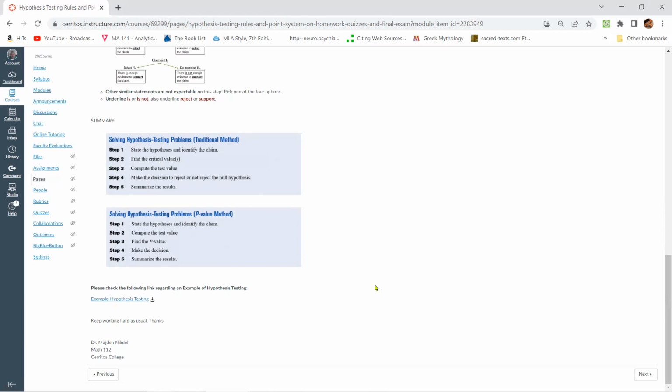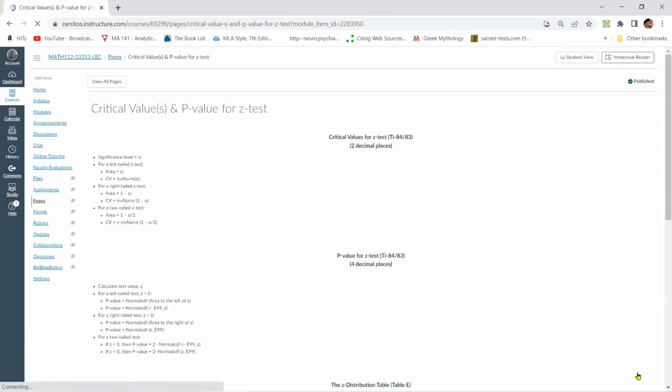Also, in the next section of your downloads for this week, we have the critical values and the p-values for a z-test. We're going to be doing critical values in 8.2. We're going to be doing both in 8.3 and on. So she gives you the directions for finding critical values with your calculator.